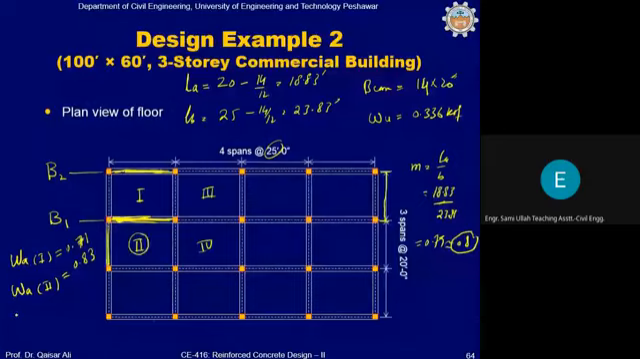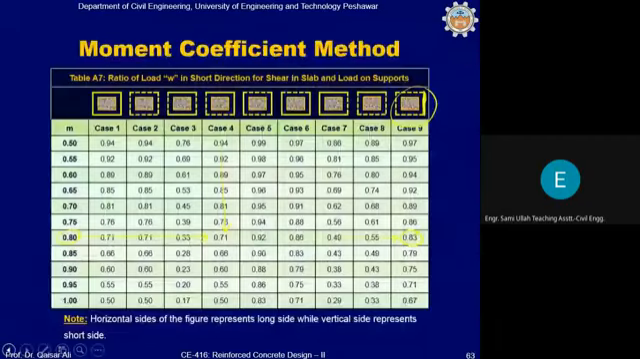चलिए पैनल 3 के लिए भी कैलकुलेट करते हैं. WA for panel 3. It is corresponding to which case? 8. So the value will be 0.55. Correct? Clear? Yes sir. So it is 0.55.